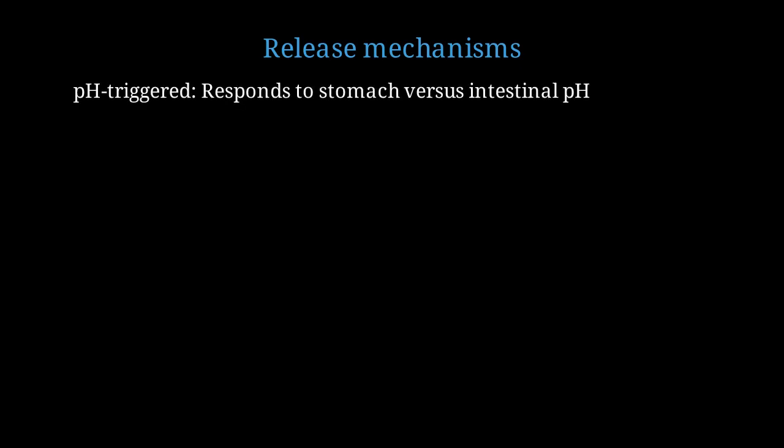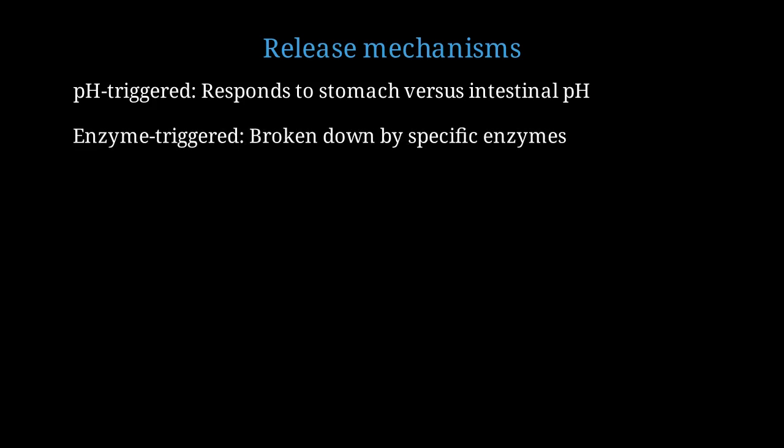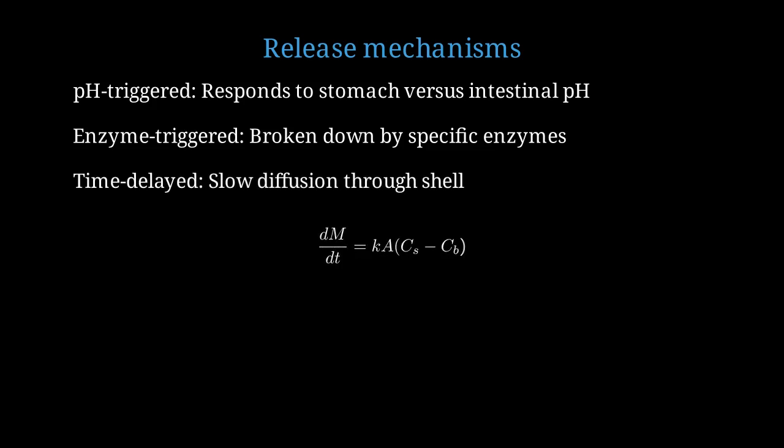There are several mechanisms for triggering nutrient release. pH-triggered release responds to the pH difference between stomach and intestine. Enzyme-triggered release uses shells that are broken down by specific digestive enzymes. Time-delayed release relies on slow diffusion of the nutrient through the shell material. The release rate, dM/dt, equals the mass transfer coefficient K times area A times the concentration difference between the shell surface and the bulk solution.